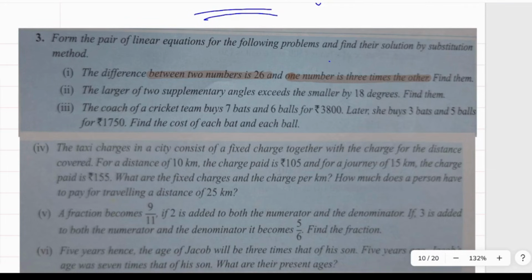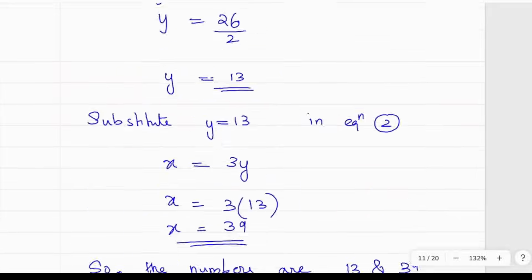Now let's do question number 2. Here it is given that the larger of two supplementary angles exceeds the smaller by 18 degrees. What do you mean by a supplementary angle? Supplementary angle means there will be two angles, and when we take the sum, it's going to be 180 degrees. So that is the condition given there.